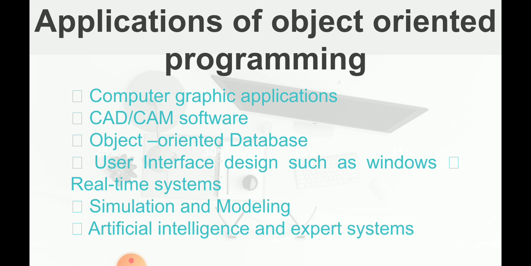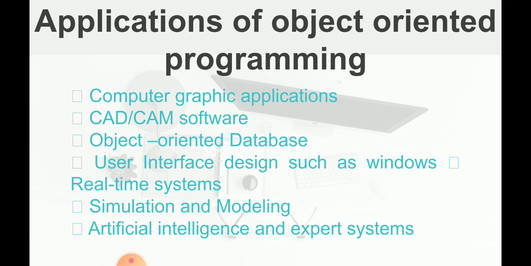Next are the applications of object-oriented programming or OOPS. That is computer graphics applications, CAD or CAM software, object-oriented databases, user interface design such as Windows, real-time systems, simulation and modeling, artificial intelligence and expert systems, client-server systems. So these are the applications where object-oriented programs are used. In computer graphics, it is used. In real-time systems, it is used.